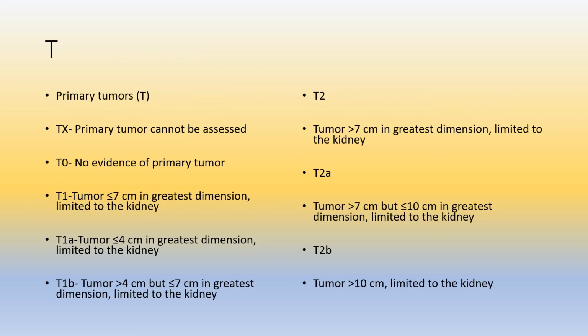So the T portion, TX is you can't figure it out, you don't have the information. T0 is no evidence of a tumor. And then T1 is less than 7 centimeters. T1A is less than 4, T2 is greater than 7, so you can see that that is a way to classify it. T3 extends into the veins, etc.